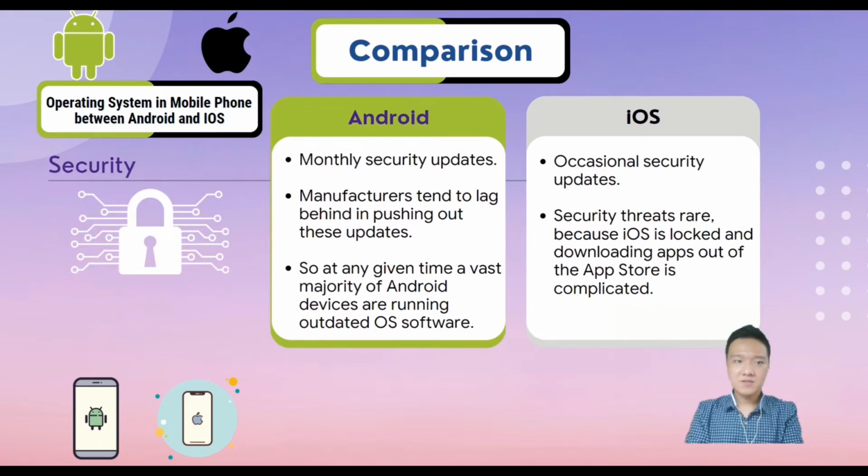So now we'll talk about Android security. There are always monthly security updates, but manufacturers tend to lag behind in pushing out these updates. Therefore, at any given time the vast majority of Android devices are running outdated operating system software. For iOS, security is quite strong. They occasionally release security updates. Security threats are rare because iOS is locked and downloading apps from outside the App Store is complicated.